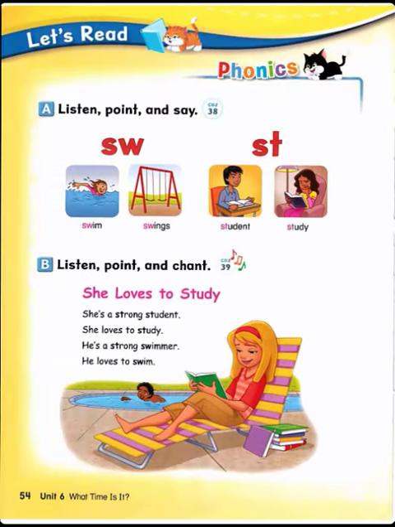Page 54. Let's read. A. Listen, point, and say. SW. Sw. Swim. Swings. ST. St. Student. Study.